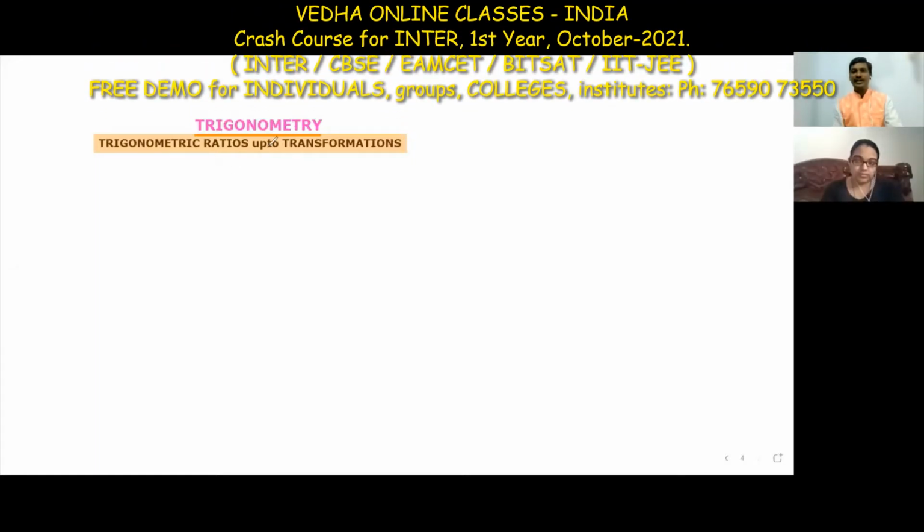So in trigonometry, we have trigonometric ratios up to transformations. The weightage of this chapter is 2 marks and 4 plus 4 plus 7, total 19 marks. This year, for the October 2021 exams, you are going to get 19 marks. Before going to that, let's look at trigonometry.